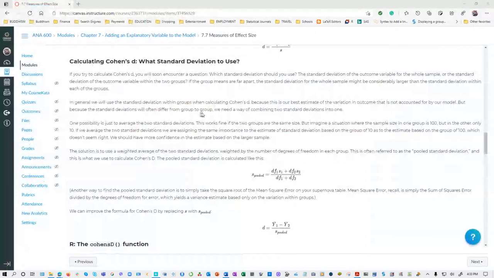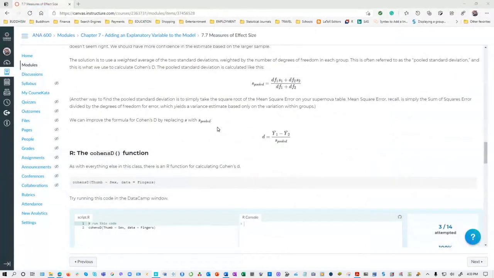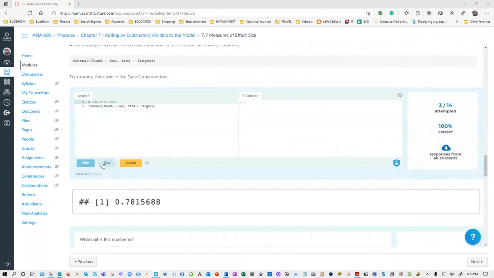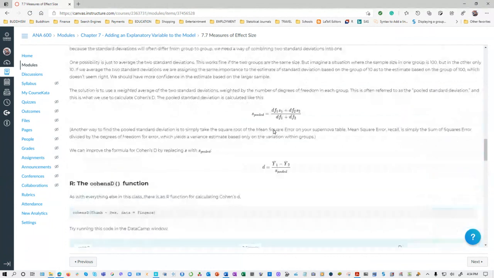Or very easily you can use the Cohen's d function for that given model. It should produce this value, 0.78.